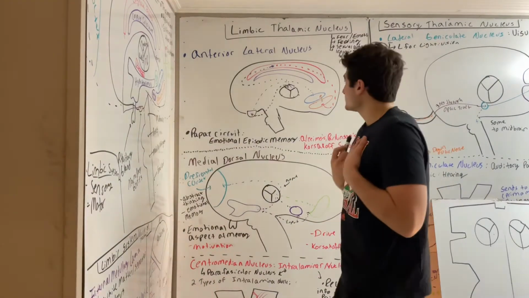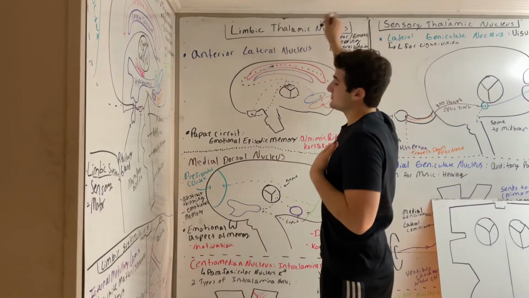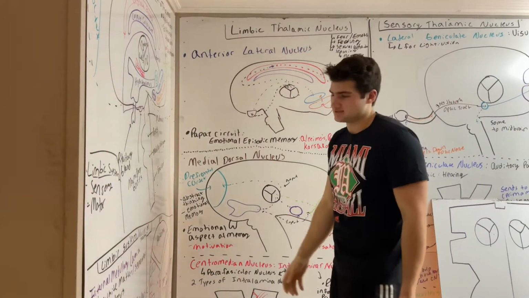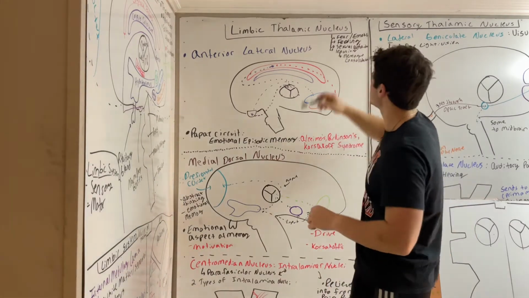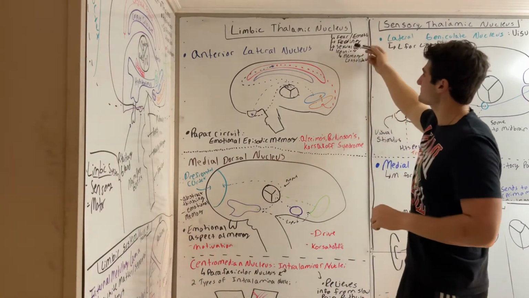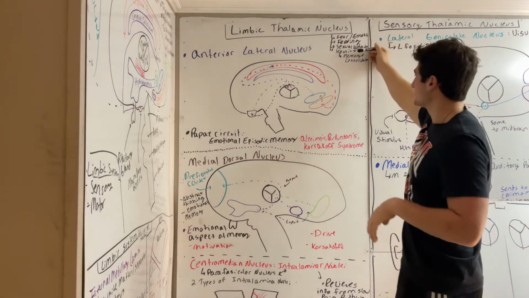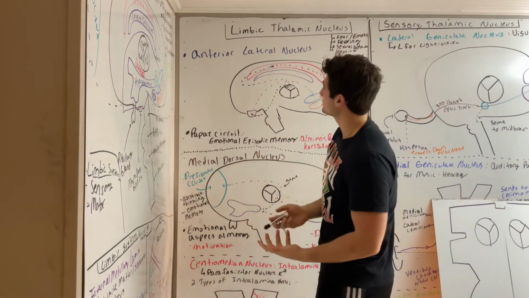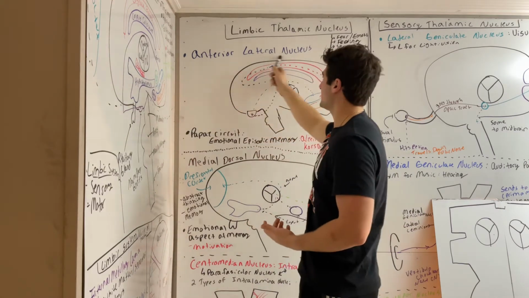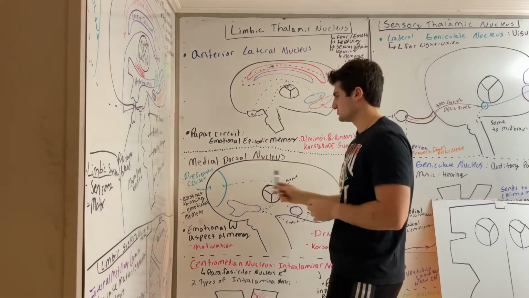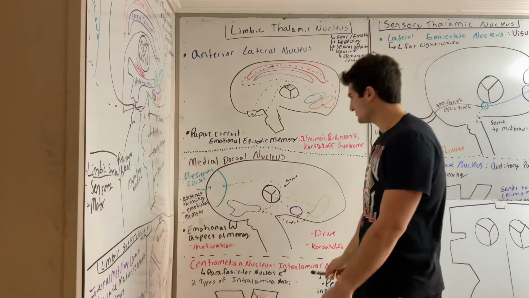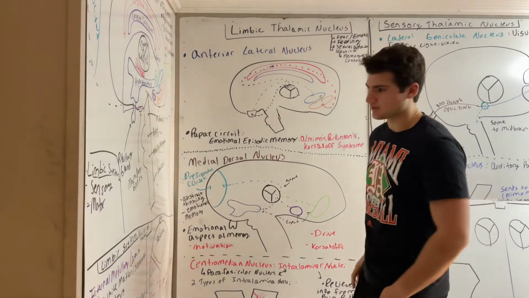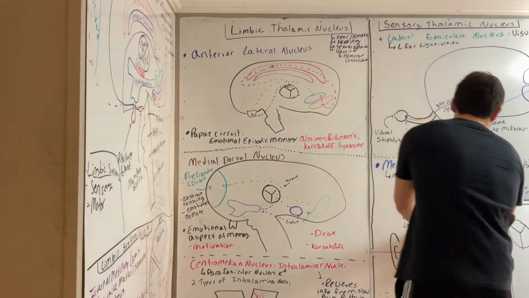Okay, so the first ones we're going to talk about are the limbic thalamic nuclei, so everything for the limbic system. What did we say the limbic system was? It controls fear and emotion, feeding, sexual behavior, and learning, specifically memory consolidation. Now, there are 3 different branches: the anterior lateral nucleus, the medial dorsal nucleus, and the centromedial nucleus. If you don't remember where they were, I'll show you real quick.